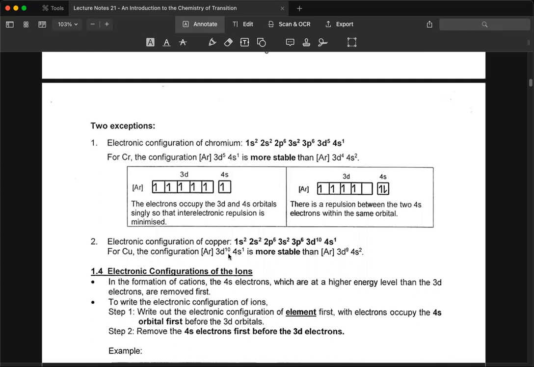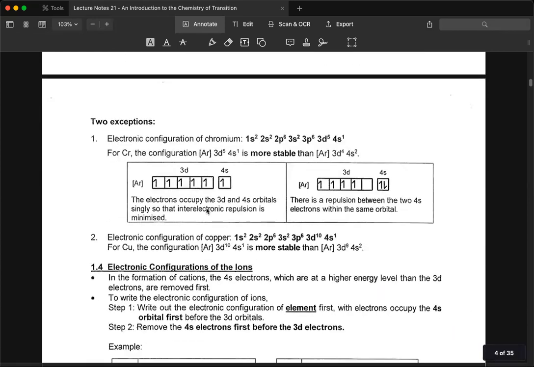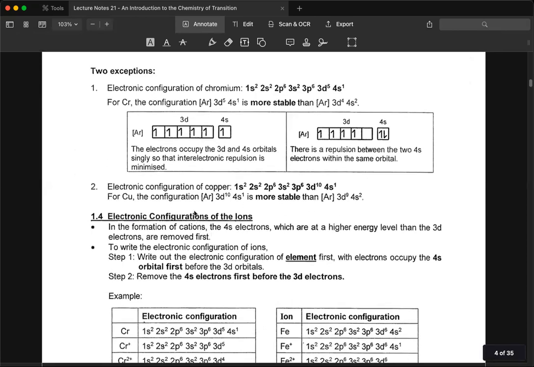As for copper, we have a fully filled 3d orbital. So by right, going by the trend as above, we thought this electron should be in 4s. So 4s should have 2 electrons going by the trend. However, in the case of copper, we have a fully filled 3d orbital, as the fully filled orbital is actually more stable. Again, the reason has to do with the repulsion between the electrons in 4s.